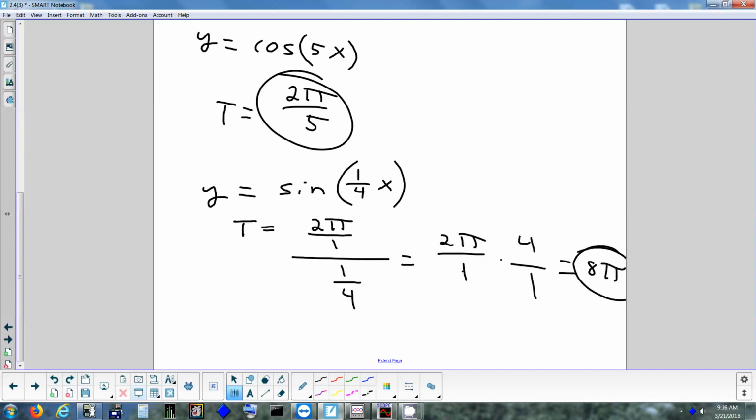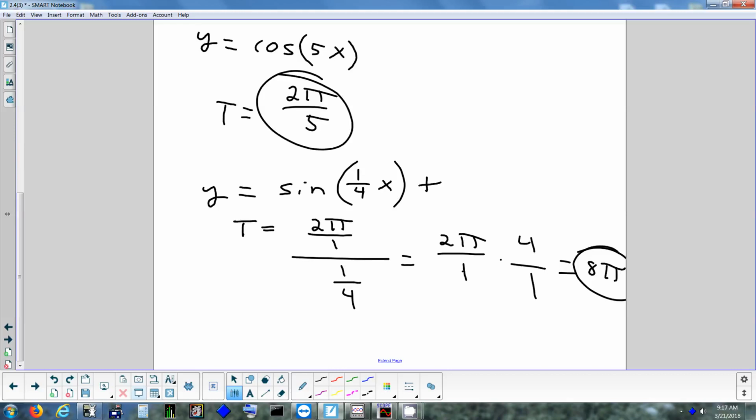Which is much bigger than the original period. The original period was 2 pi. The answer here is 8 pi. How much bigger? 4 times bigger. Okay, we would hear that as a lower frequency sound. We stretch the wave out. Okay, any questions on that? So there'll be some problems just like that on the test.